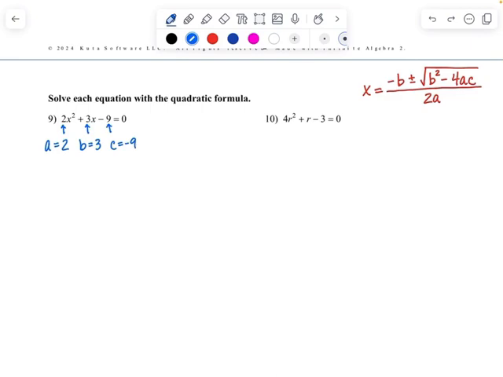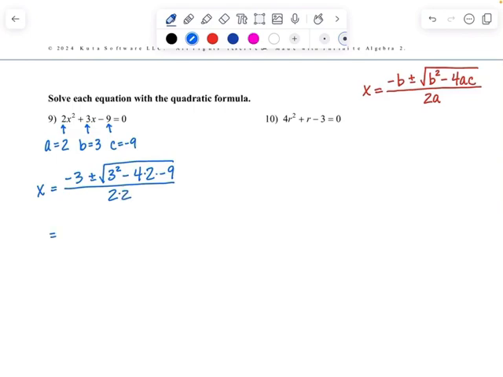X is going to then equal negative b. So if my b is 3, this will be negative 3 plus or minus the square root of b squared, well, that's 3 squared, minus 4 times a, so a is 2, so it's 4 times 2, times c, which is negative 9. And all of that is going to be over 2 times a, which means it's 2 times 2. Let's start simplifying some of this.